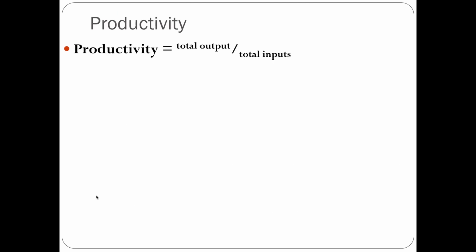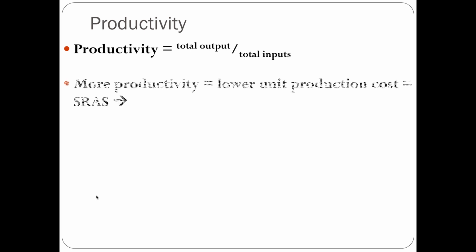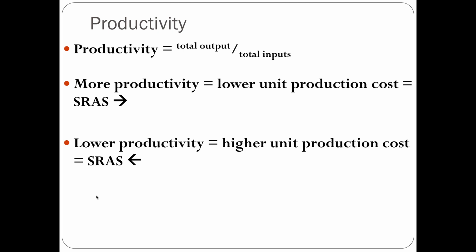Productivity. Particularly short-term productivity is going to change short-run aggregate supply. Productivity is total output divided by total inputs. More productivity in the short run is going to lower unit cost of production. Short-run aggregate supply shifts to the right. Lower productivity is going to create higher unit production costs. Short-run aggregate supply is going to shift to the left.